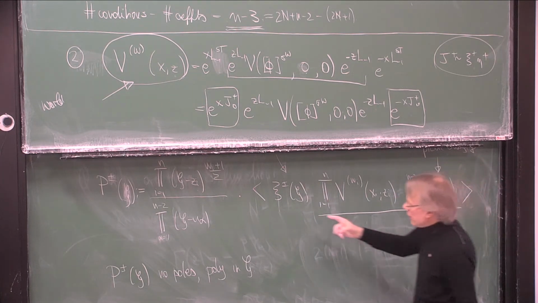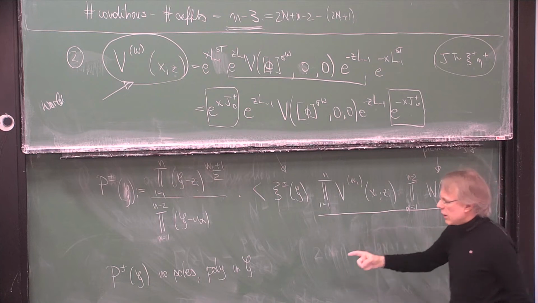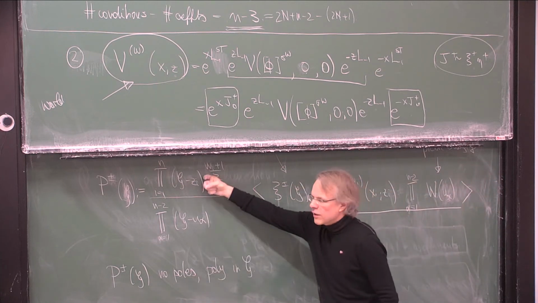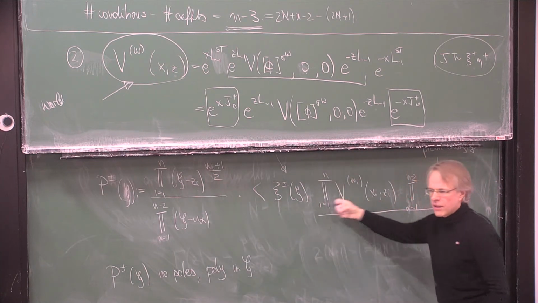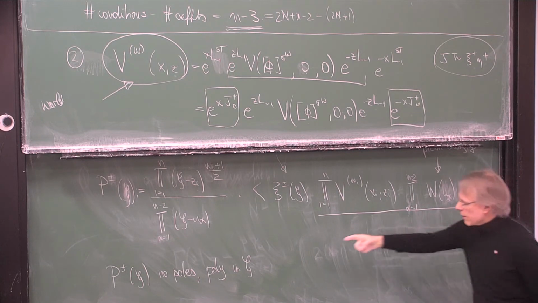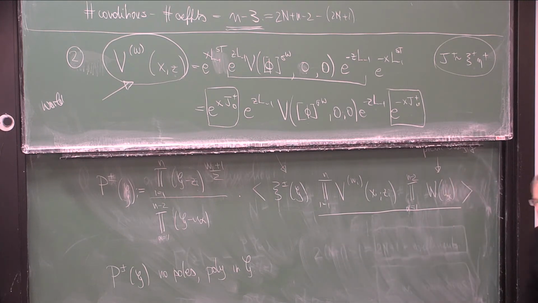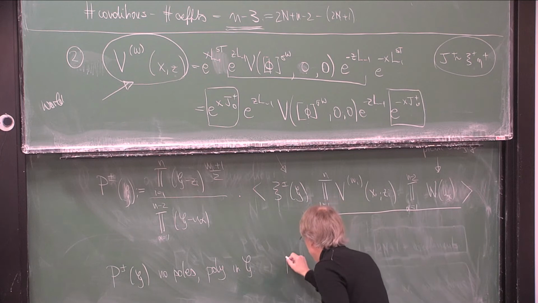But think about what these functions are. They don't have any poles, because this factor removes all the poles in the zi's. And so they are polynomials. So what is the order of the polynomial?